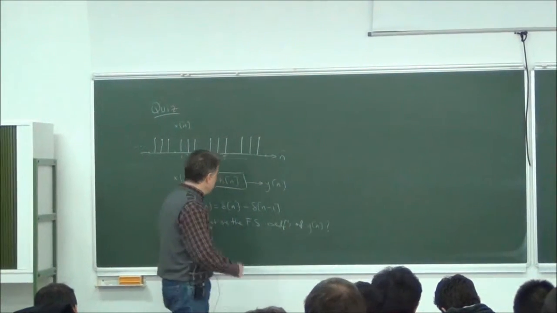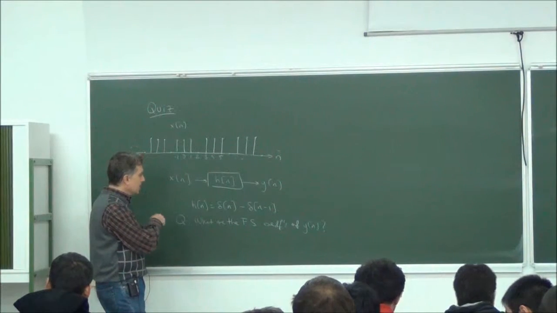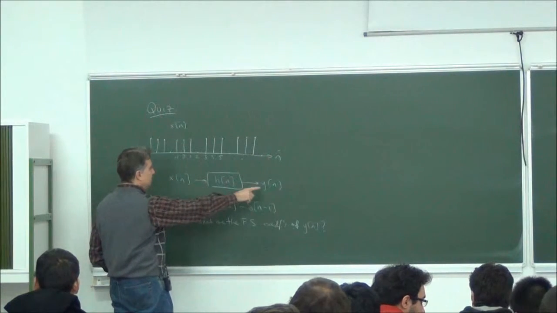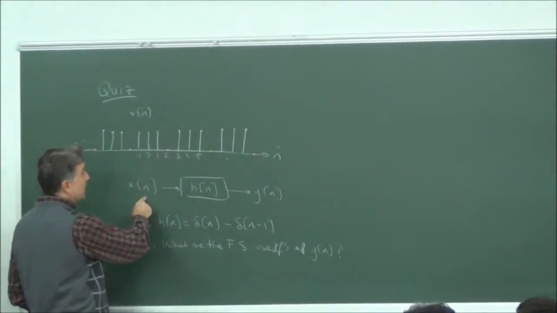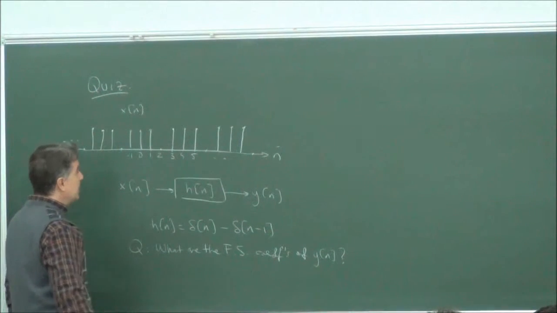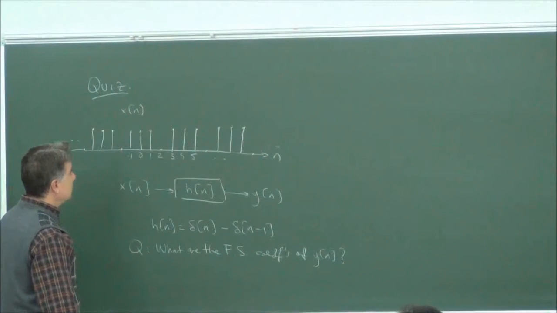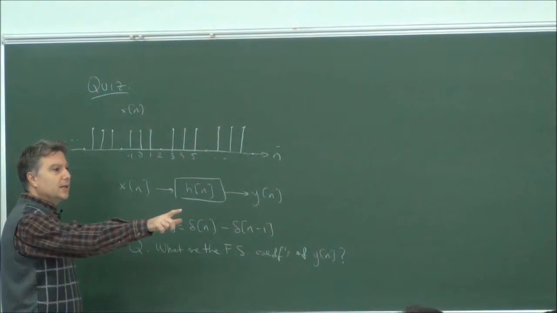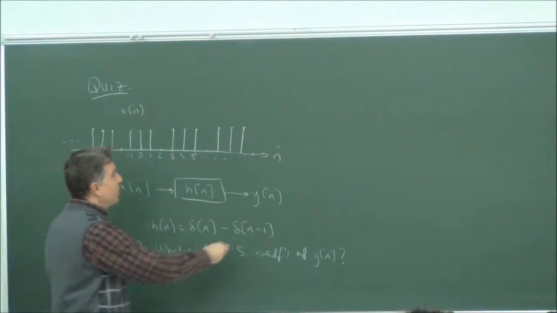To the assistant. Now, the question, let me repeat, is asking you to find the Fourier series coefficients of the output of this system, when the input is x of n, which is like this. And the period of this one is 4, by the way. We will collect later, don't worry about that. The period is 4.